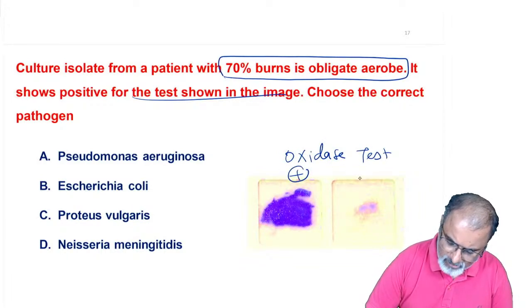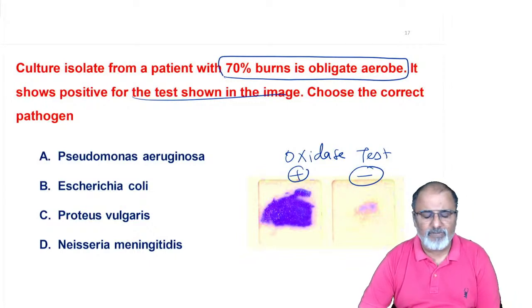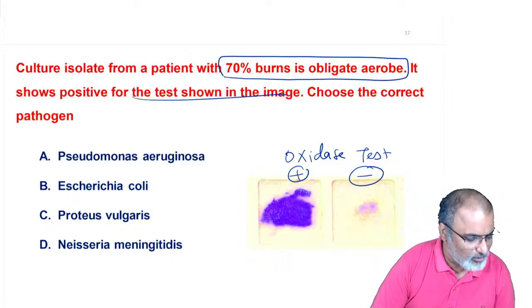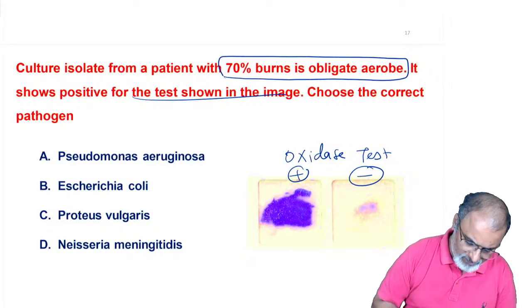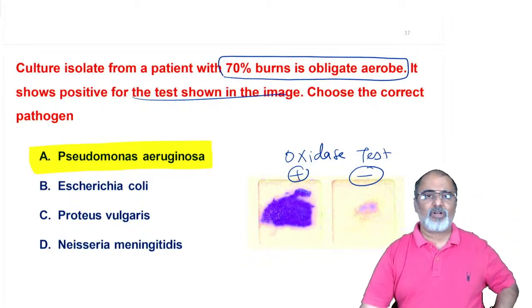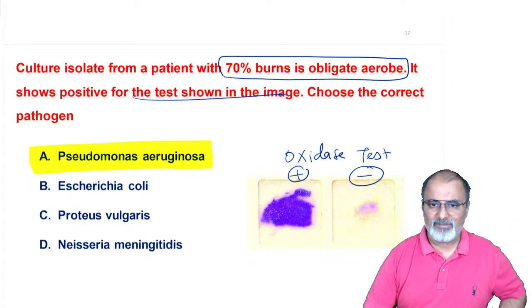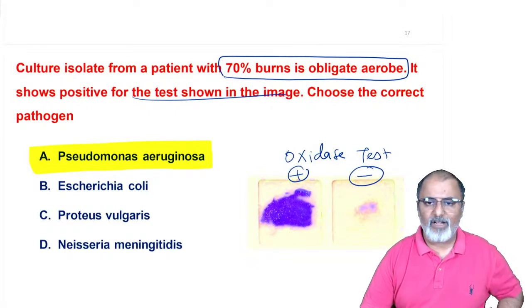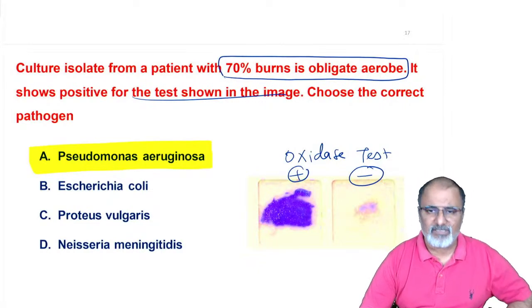Oxidase positive, oxidase negative. The pathogen which is oxidase positive and the most common agent causing burn wound infection, very good. Ragil, Alok, Chanai. It is Pseudomonas aeruginosa. Very important. Pseudomonas aeruginosa is the oxidase positive agent, the most common cause of burn wound infection. It's an aerobe.